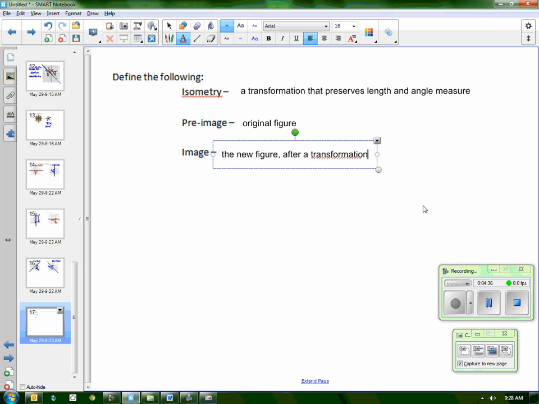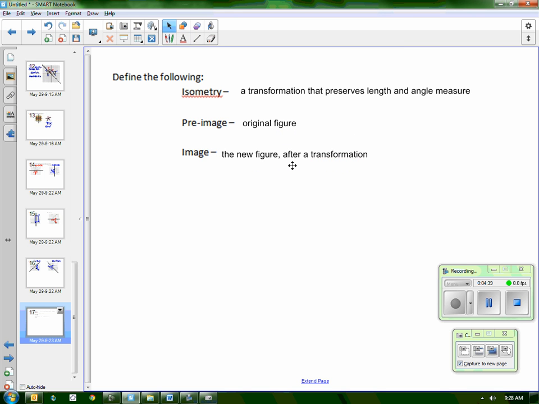Let's see if I can type the word transformation better this time. So this is just some vocab, but you need to know what we're talking about when we say these things. And that's it for Unit 4.